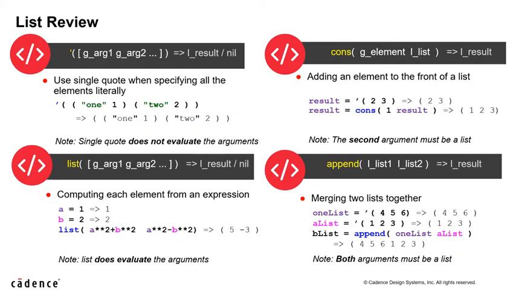So here we'll do a quick review of functions we use to process a list. The first example here in the first bullet is to specify all the elements literally. And in that case we use the single quote operator, which says do not evaluate, but just take it as is. So here you can see we have the list with two sublists with strings and numeric values.